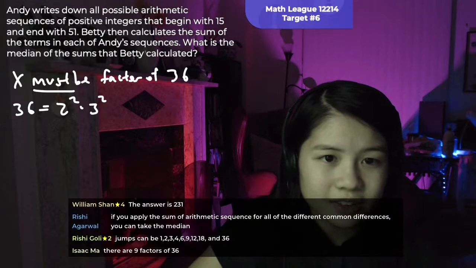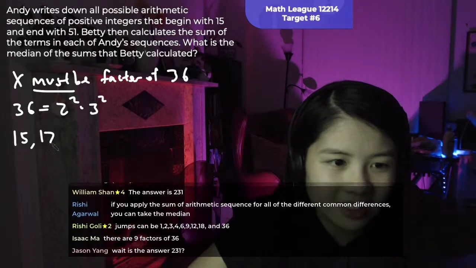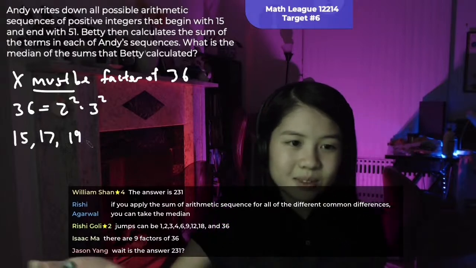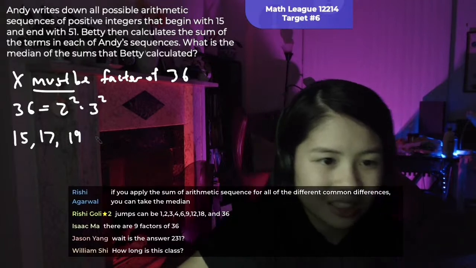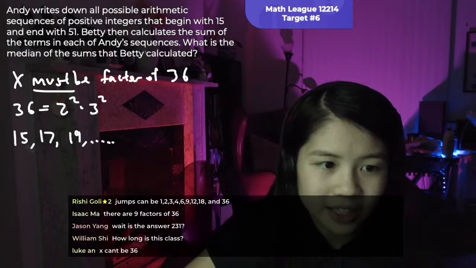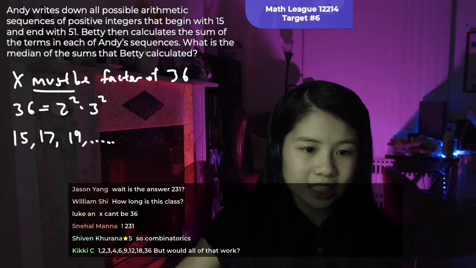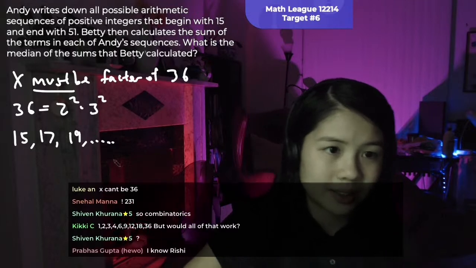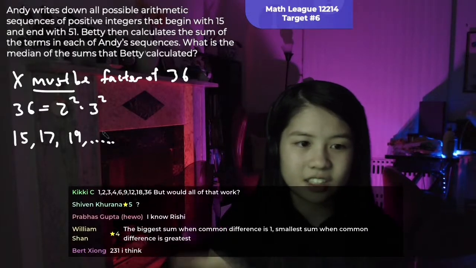But if we tried a random sequence, we could try 15, 17, 19. Can you guess which value of x I'm using here? I'm using 2 because each time it's increasing by 2. So if I try increasing by 2, will it ever reach 51? If I continue this sequence, will it ever reach 51? Well, obviously it will, because 51's odd and it covers all the odd numbers.